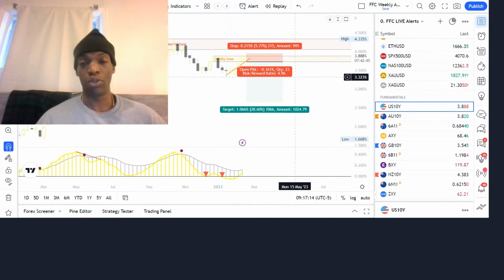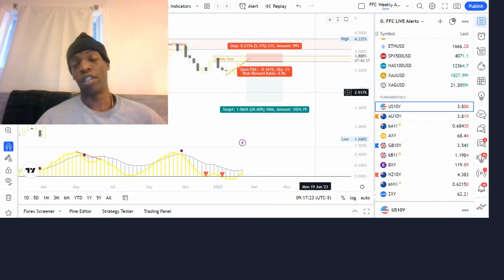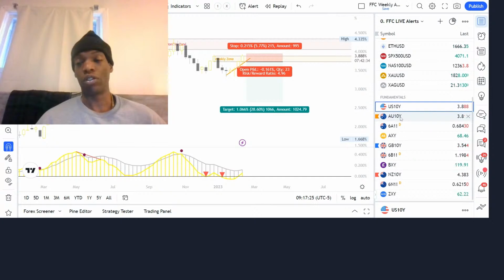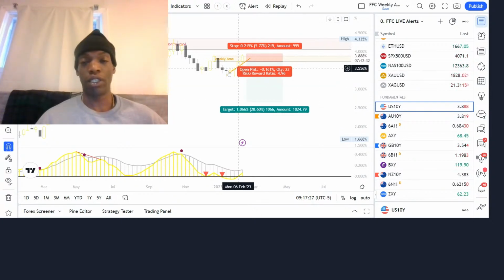Fundamentals is just to boost the trade ideas that we're taking based off a technical perspective anyways. So I would like to be able to use the technicals and the fundamentals together to really form my long-term bias. All right, so I'm looking at the U.S. 10-year yields. I'm looking for it to drop.